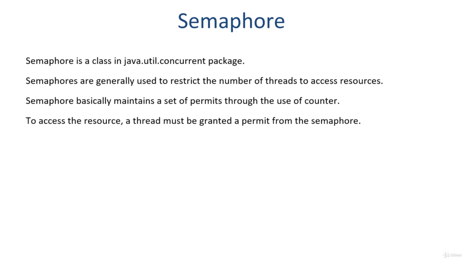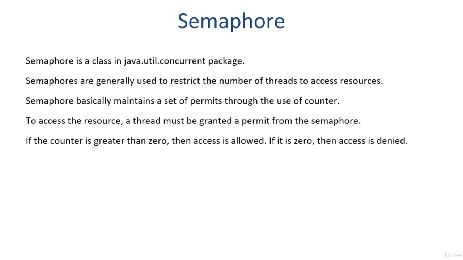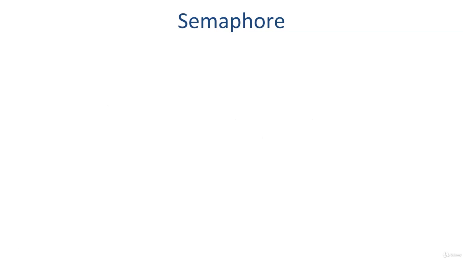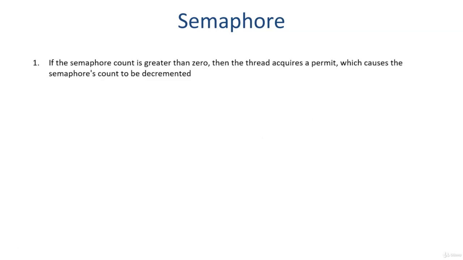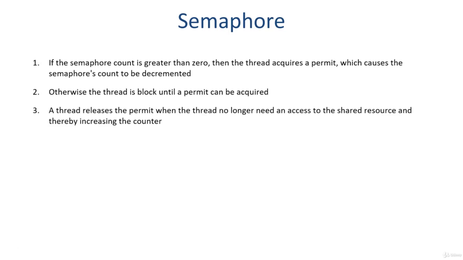To access the resource, a thread must be granted a permit from the semaphore. If the counter is greater than 0, then access is allowed. If it is 0, then access is denied. If the semaphore count is greater than 0, then the thread acquires a permit, which causes the semaphore count to be decremented. Otherwise, a thread is blocked until a permit can be acquired.